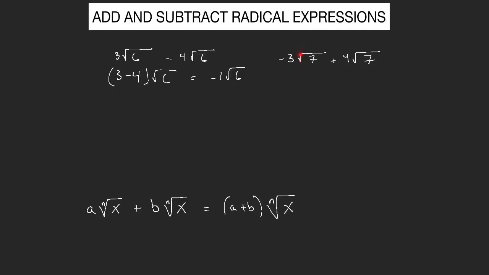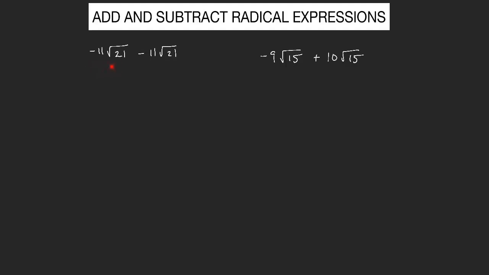So we notice that the root is the same. So we have square root. That's the first check that we need to make, that the nth root has to be the same. And we also see that what's underneath the radical sign is the same. So we know we could do this operation. So we're going to say negative 3 plus 4 times root 7. So that's 1 times root 7, or just root 7. Okay, negative 11 times root 21 minus 11 times root 21. So we see that this one follows our rules. So we could say negative 11 minus 11 times root 21. We say that's negative 22 times root 21. Okay, there's our answer.